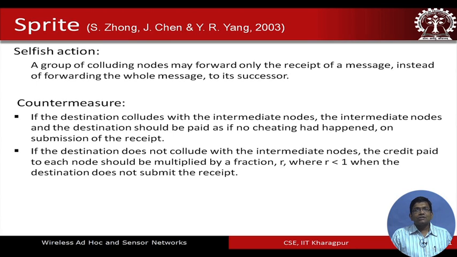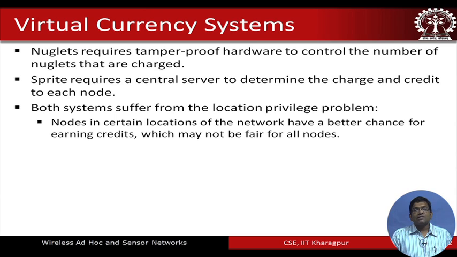If the destination does not collude with the intermediate nodes, the credit paid to each node should be multiplied by a fraction r, where r is less than 1, when the destination does not submit the receipt. Okay. So, this is a countermeasure against the third kind of selfish action that can be adopted by any of the nodes in Sprite. So, these are the three different ways in which a node can behave selfishly even when adopting Sprite.